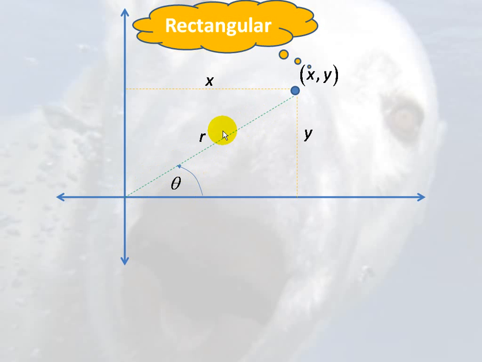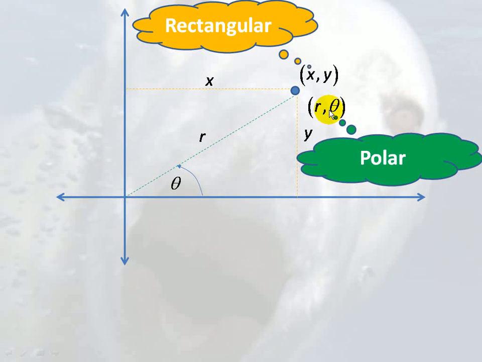Well, this is the idea with polar coordinates. Just like with the rectangular coordinates, we have the x and the y. With the polar coordinates, we have the r, this distance here, and the theta, this angle. And that describes where that point is. It's just a little bit different way of identifying the location of the point.